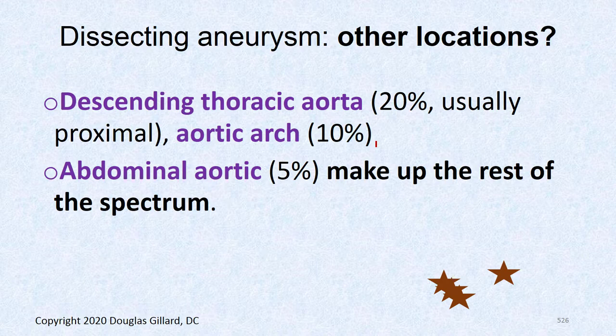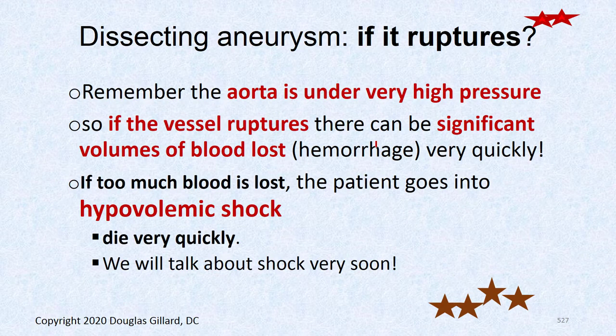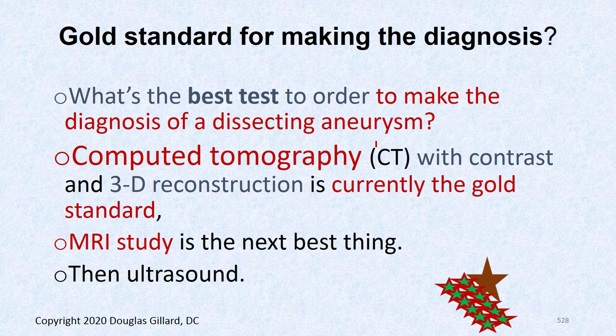The aortic arch is under high pressure, but it doesn't happen there too much, about 10% of the time. Abdominal aorta, these are dissecting aneurysms, about 5% of the time. What if it ruptures? That's never a good thing, right? The aorta is under very high pressure, and you'll bleed really, really quickly and go into hypovolemic shock because of that. We are going to talk about shock here pretty quickly.